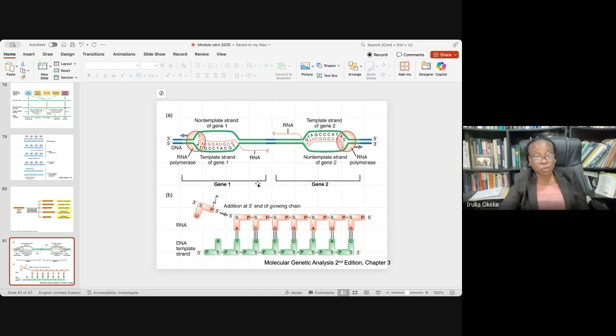Okay? That notwithstanding, there are errors in transcription, and the error rate in transcription is much higher than the error rate in replication. But that doesn't matter because in transcription, we're making many molecules from the same template. Okay? So look at it this way. When you're transcribing, you're just making a copy. When you're replicating, you're actually copying the original information.